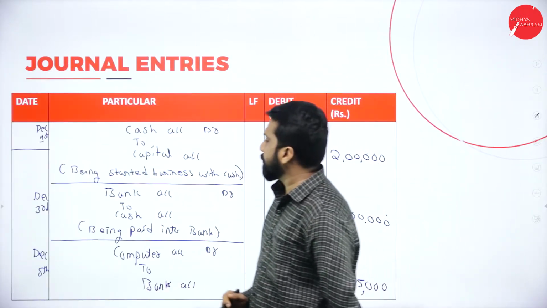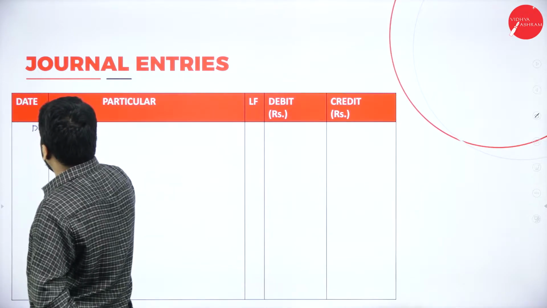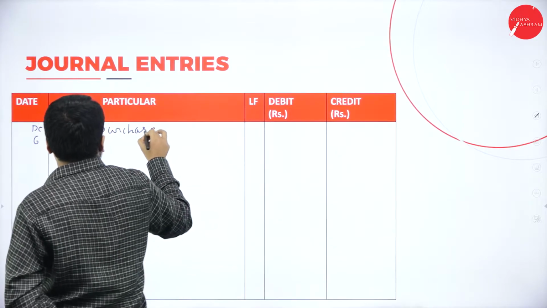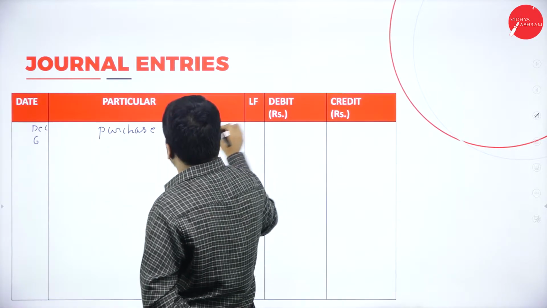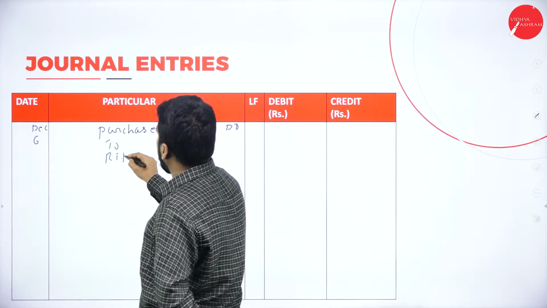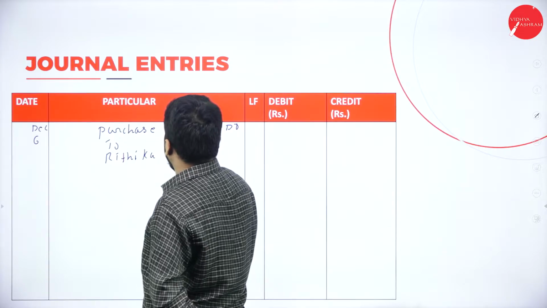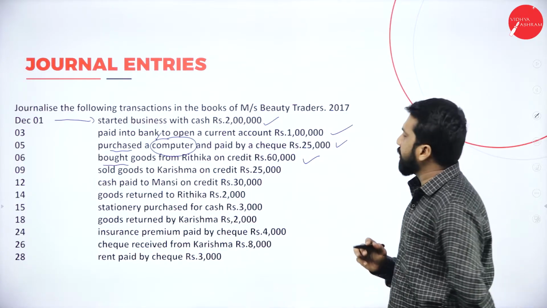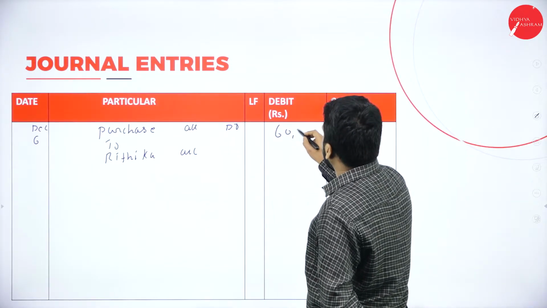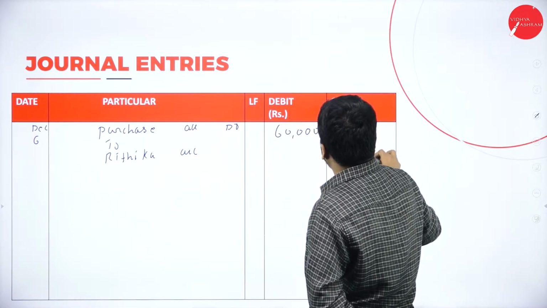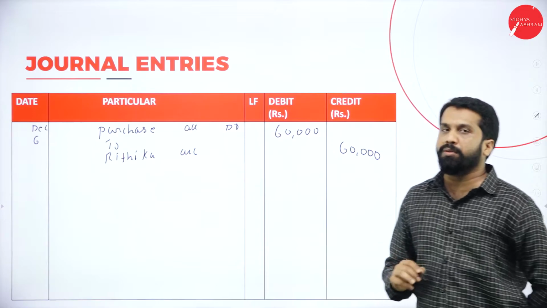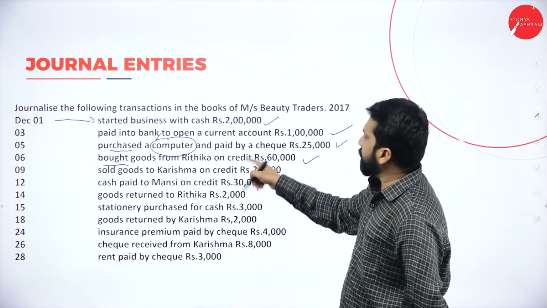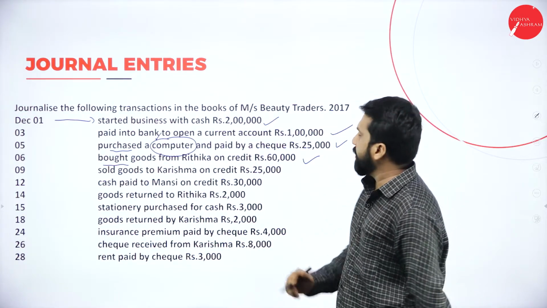60,000. Now, your December 6th, purchase account debit to Ritika account. What is the amount? Amount is 60,000. Now, this will be 60,000 and 60,000. I am not writing narration. You know how to write this. Easy. So, what will be the narration? Being bought goods from Ritika on credit. That's it. Clear? Yes, this is done.